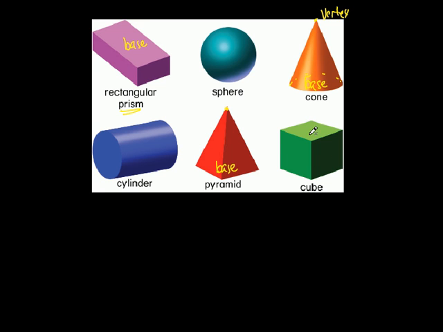So it has a base, two bases. Okay, it's got a base down here, and it's got a base up here. Right? So a cube is basically a prism. It's just a square bottom, a square base, and this is a rectangular base.